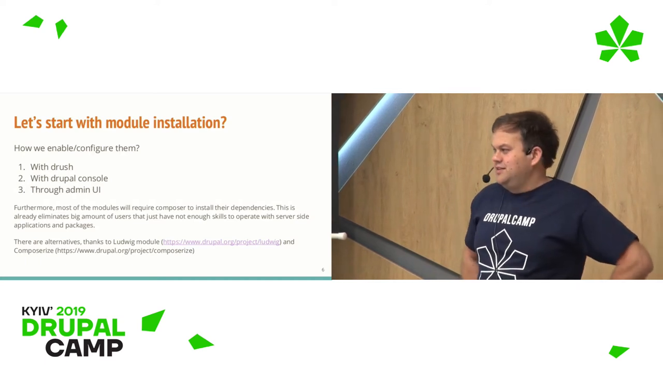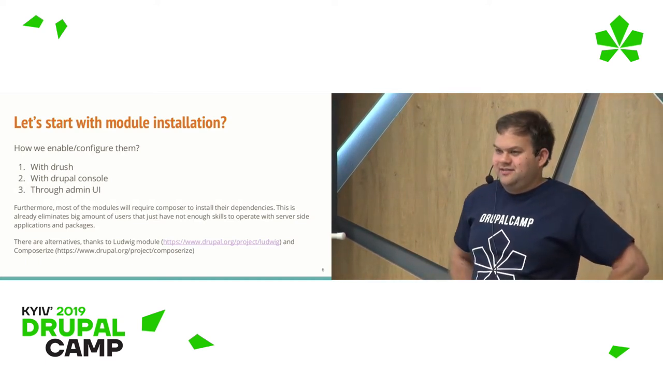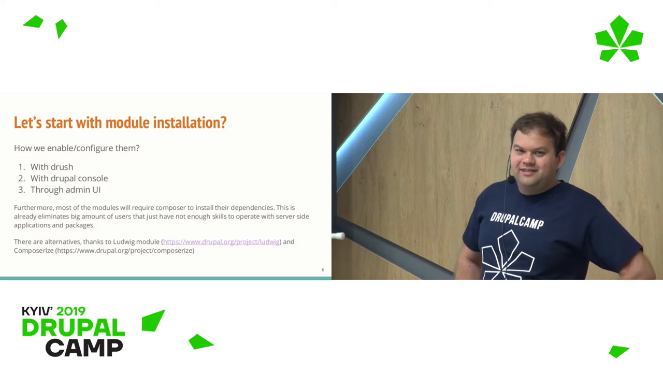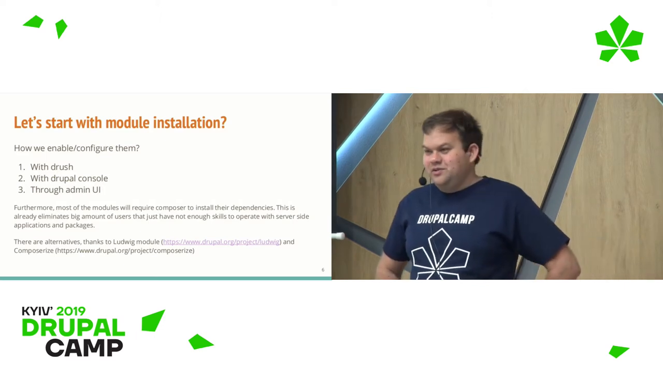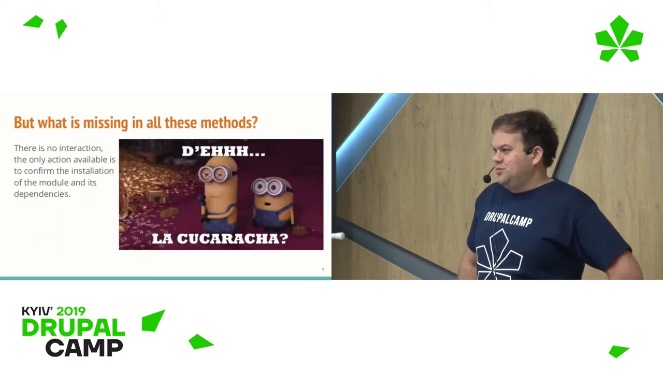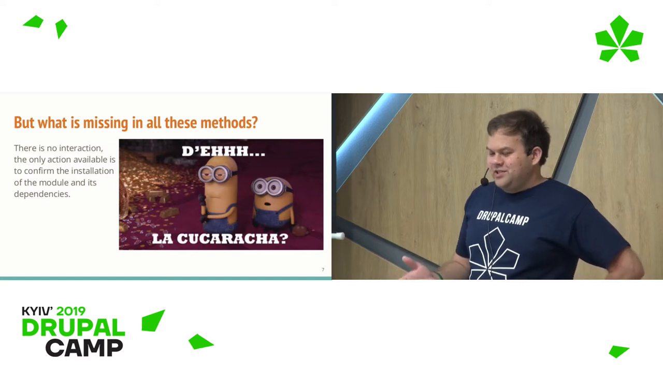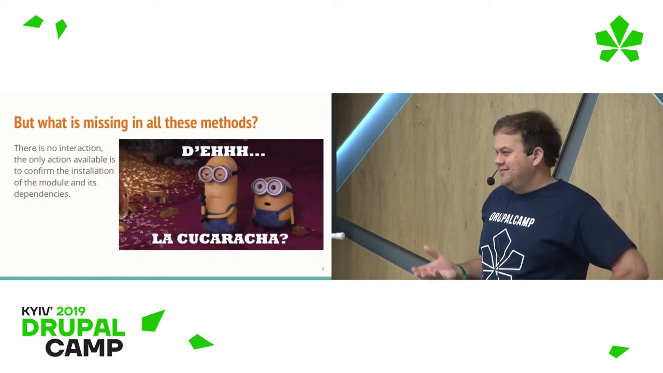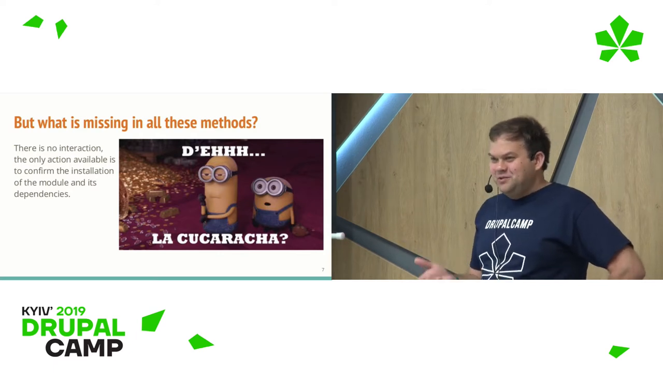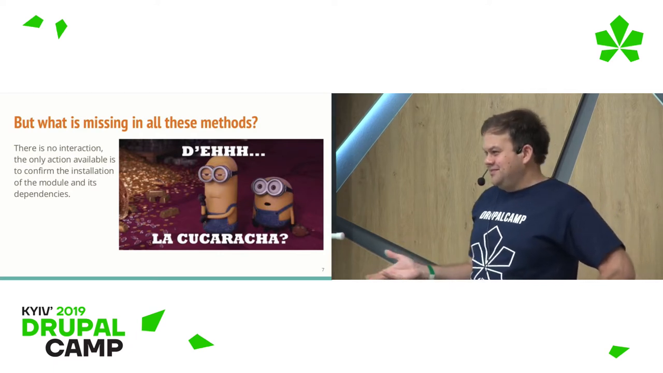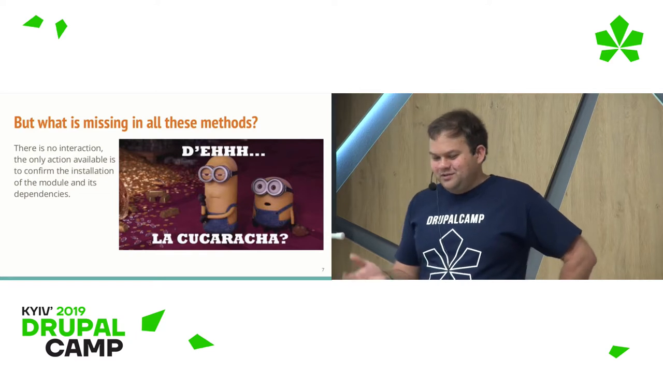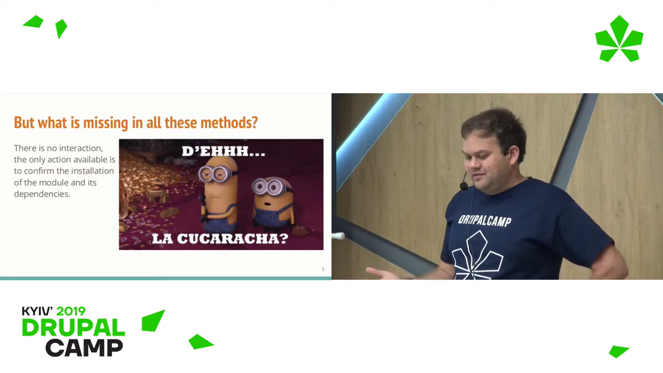So what is missing in all these methods? The biggest part that is missing is that there is no interaction at all. What question are you asked when you install a module in Drush or Drupal Console? Do you confirm that you want to install? That's all. Or maybe it also asks about some dependencies, if you have any.